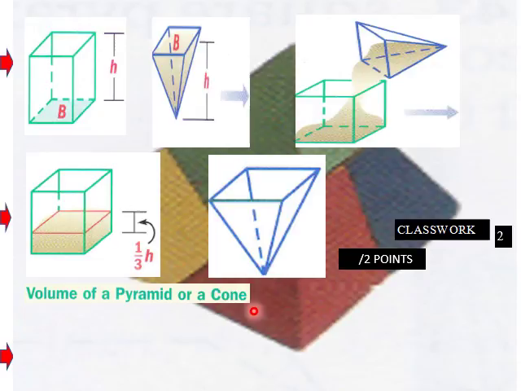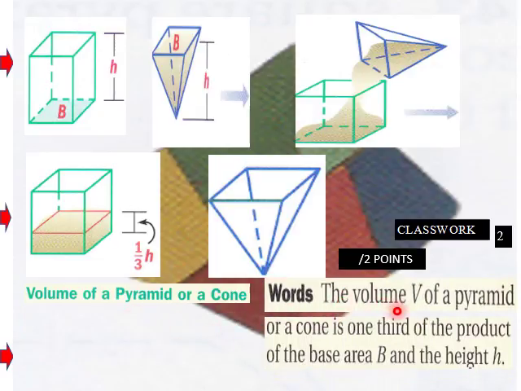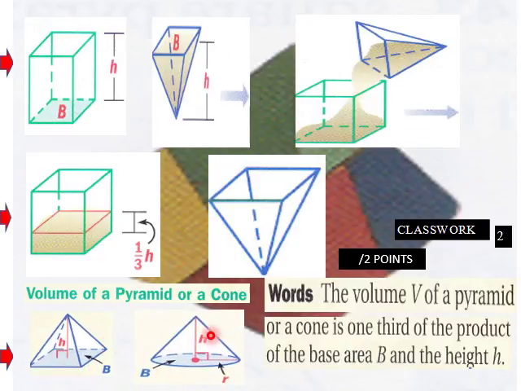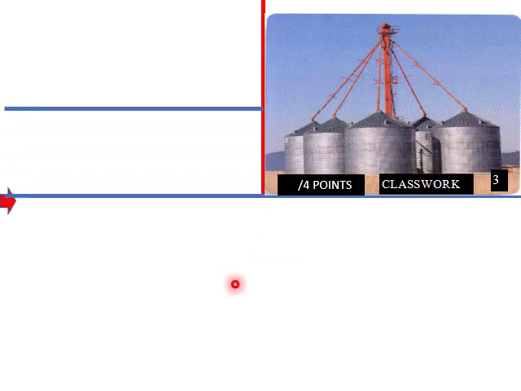So there's your pyramid. Volume of a pyramid or a cone. In words, the volume V of a pyramid or a cone is 1/3 of the product of the base area B and the height h. So that's how we derive that. It's from this little constructive experiment here. If you have such tools, you can prove that doing this. Pyramid, and then here's a cone. They both have the same relationship to a rectangle.